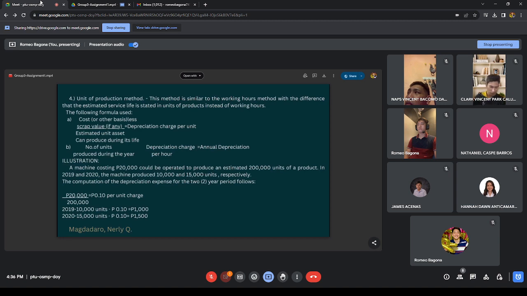So in the year 2019, we have 10,000 units times 0.10 pesos equals 1,000 pesos, which is the annual depreciation. Same goes with 2020: 15,000 units times its per unit charge of 0.10 pesos equals 1,500 pesos annual depreciation. So that's how the unit of production method works. Same goes with the working hours method process.